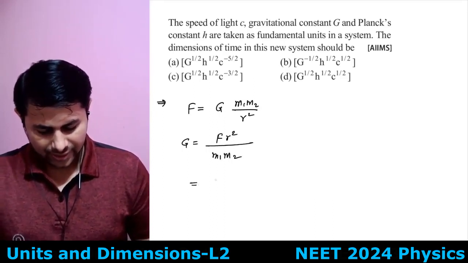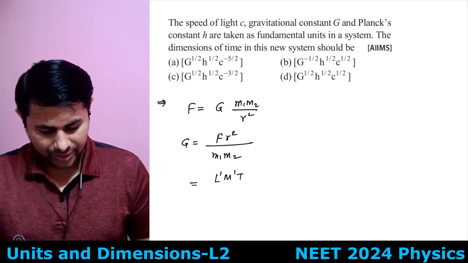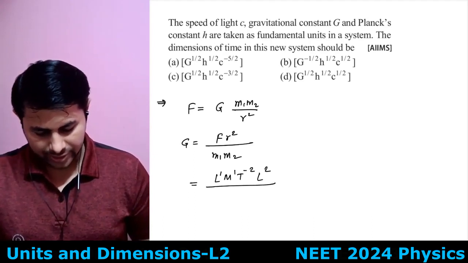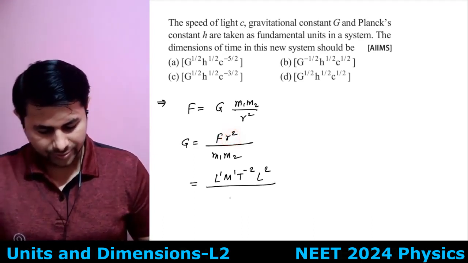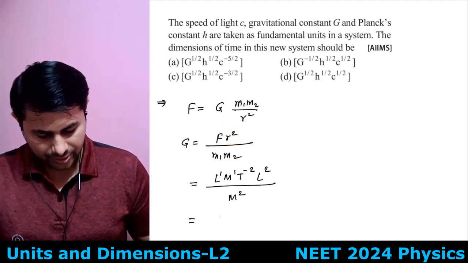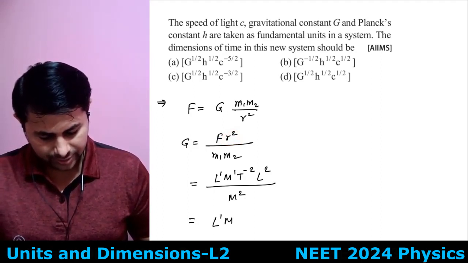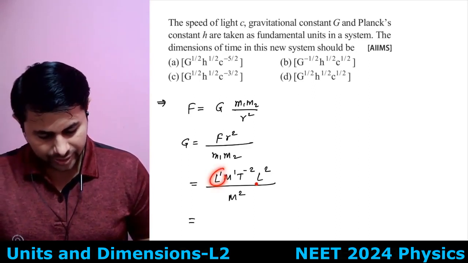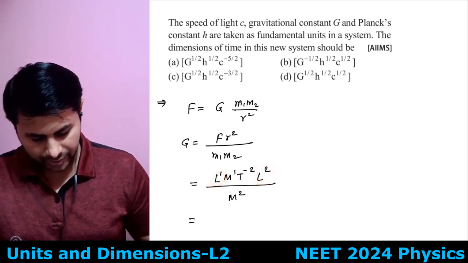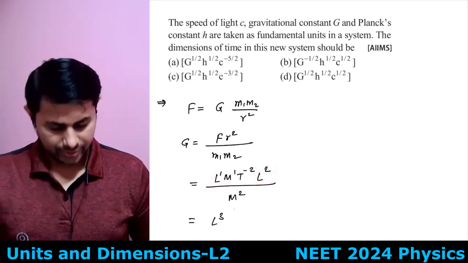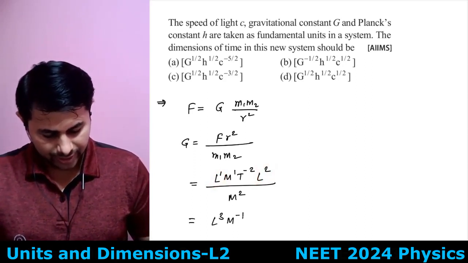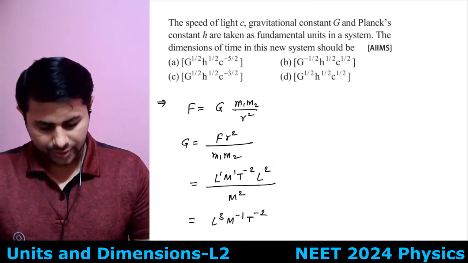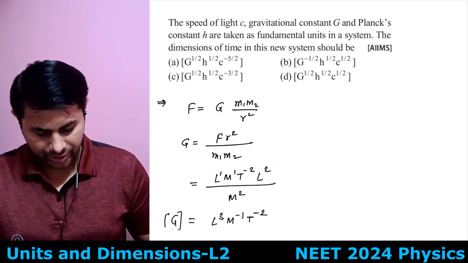So that is L1 M1 T raised to minus 2, times L to the power 2 from this R square, and M square in the denominator. So it is M to the power minus 1, and L to the power 3. L cube M raised to minus 1 T raised to minus 2. Okay, so we got the dimensions of G.